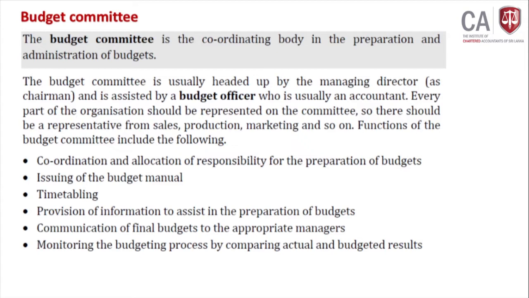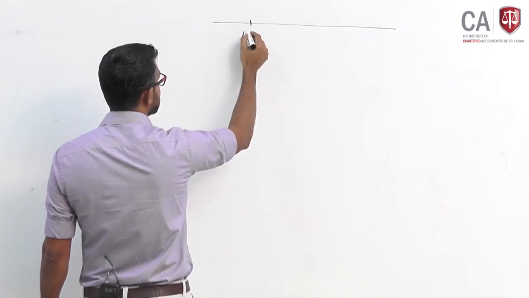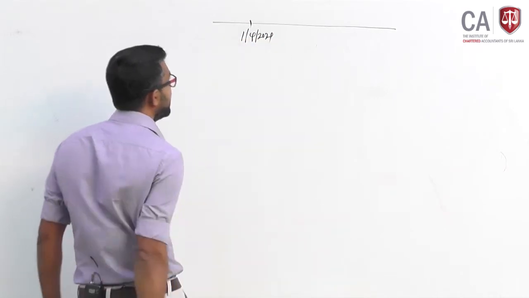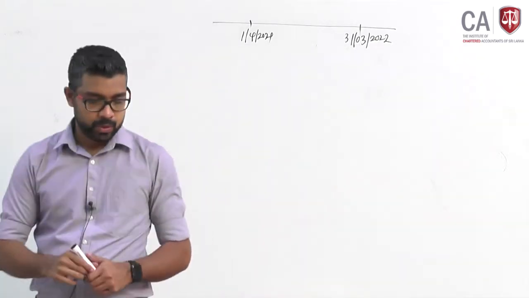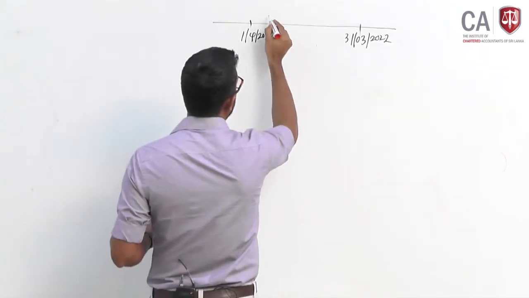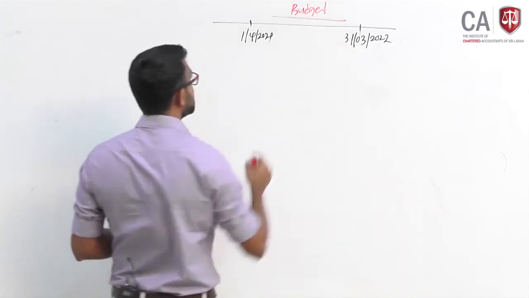Let me erase this and explain to you. It's like this. I'm talking about something practical. Now let's say your financial year starts with 1st April 2021 and ends with 31st March 2022. For this particular financial year, you need to prepare the budget.